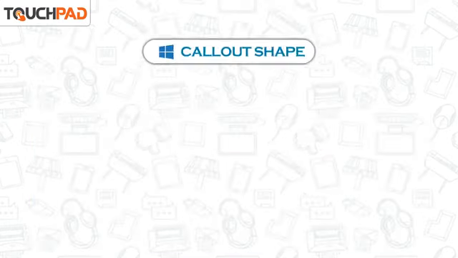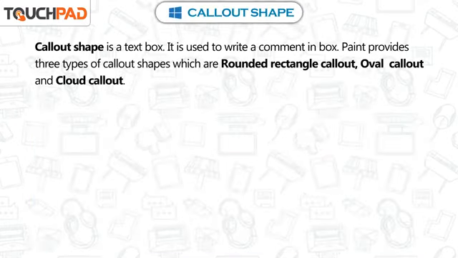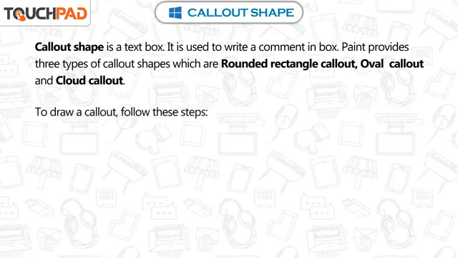Call-out shape. Call-out shape is a text box. It is used to write a comment in a box. Paint provides 3 types of call-out shapes, which are rounded rectangle call-out, oval call-out, and cloud call-out. To draw a call-out, follow these steps.